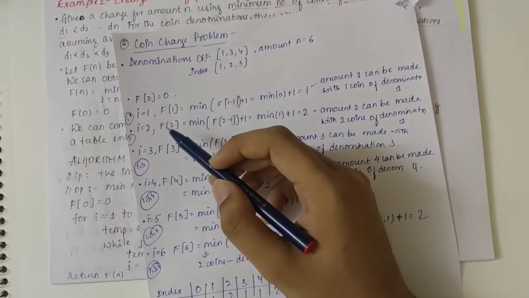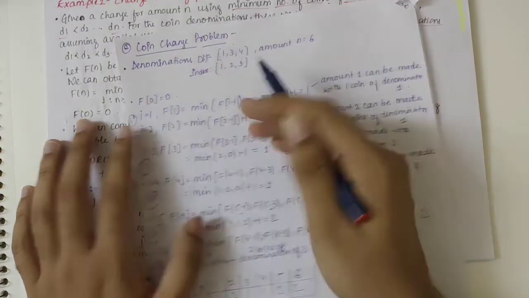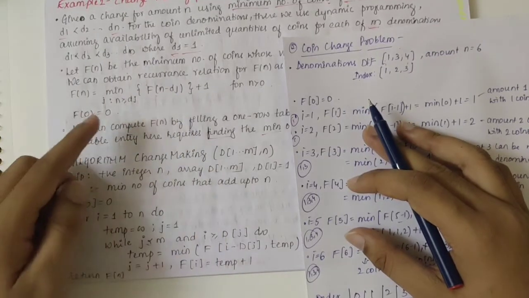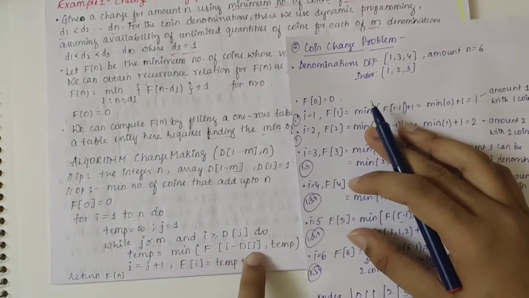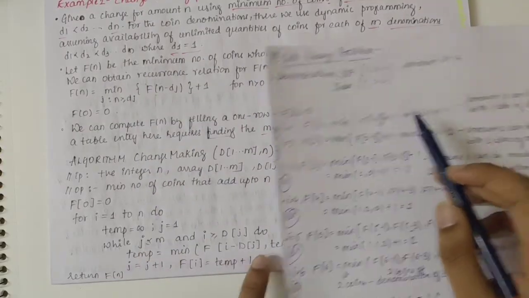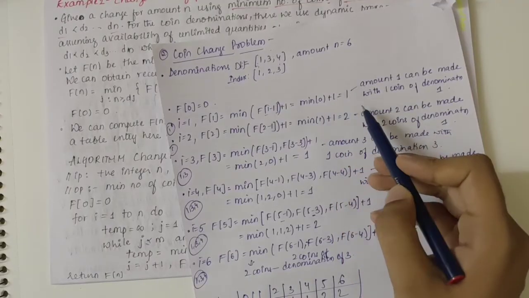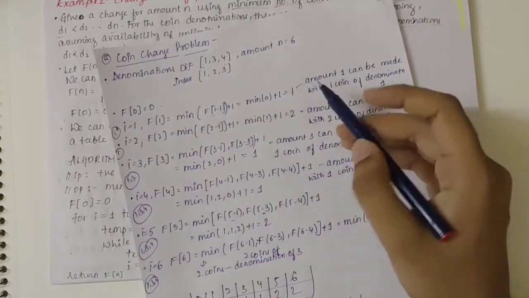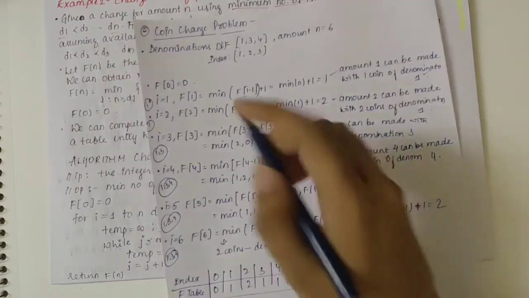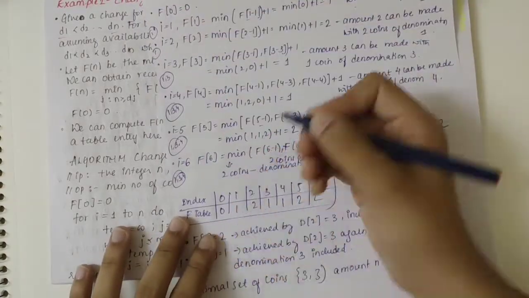Next we increment the value, i is equal to 1. So the denomination considered here is 1. Then we calculate f of 1 is equal to the minimum of f of i minus d of j, comma temp. d of j is 1 only, right? Comma temp. Temp is 1. So minimum of 0 plus 1, we get it as 1. This states that amount 1 can be made with one coin of denomination 1. Next we take i is equal to 2. All these values, f of 1, will be updated in the f table.